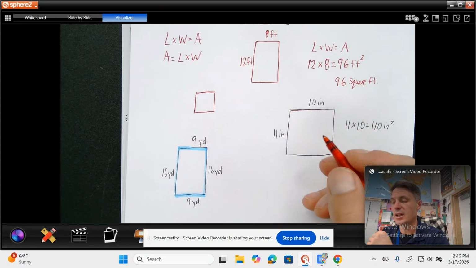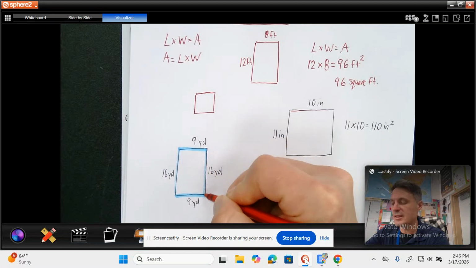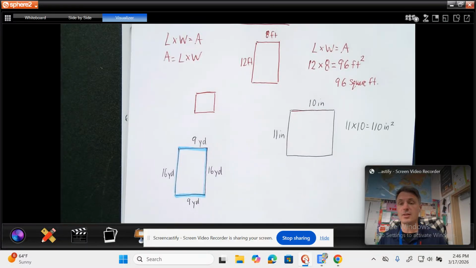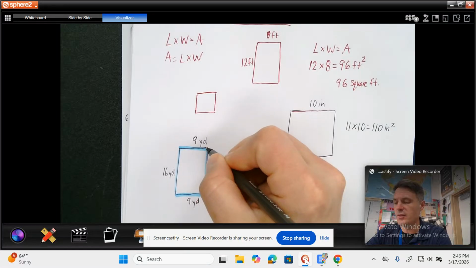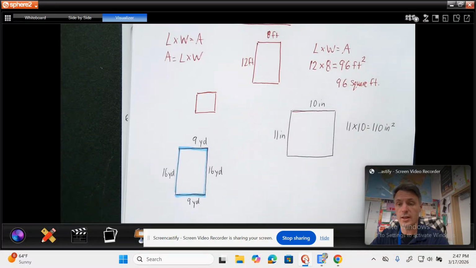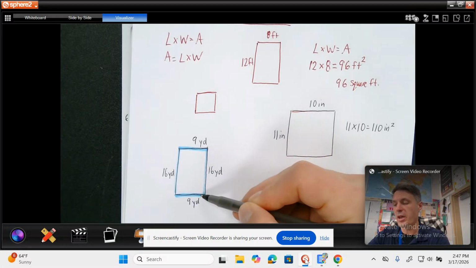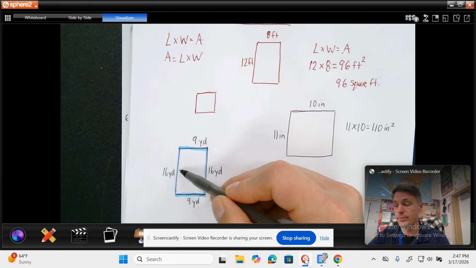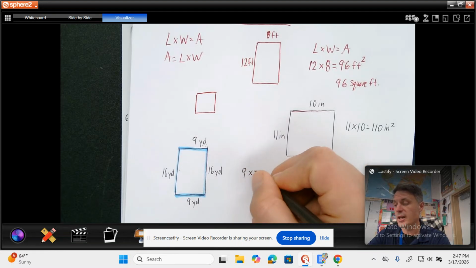So whichever way you see it, you can't multiply this line times this line together, because then you're multiplying the length times the length. Or maybe you see it as the width, but it's the width times the width. You can't multiply the length of this line times the length of this line, because then you're multiplying the width times the width, or maybe you see that as the length. But either way, you don't multiply the two parallel congruent sides by each other. It has to be one side by the side that's not the same. So this would be 9 times 16.